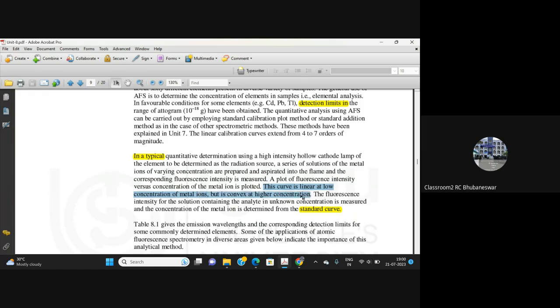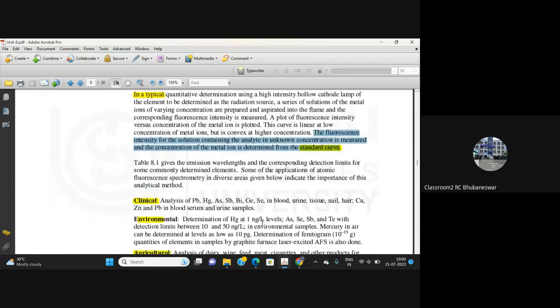See, if you go through the material itself, you will be more clear. From the exam point of view, there is no problem at all. The fluorescence intensity for the solution containing the analyte of unknown concentration is measured, and the concentration of the metal ion can be determined from the standard curve. But the point which we are discussing for a long time is how to do quantitative analysis.